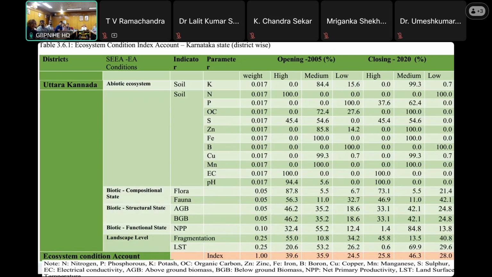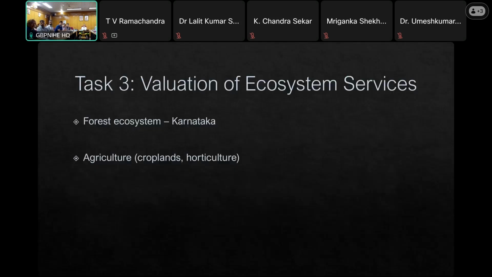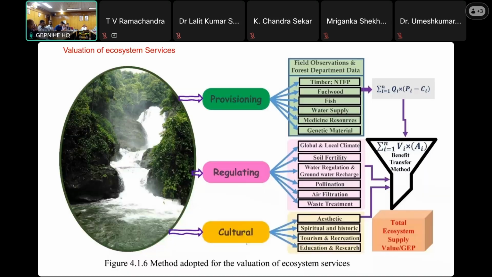Okay. Then we move to the next part, which you are looking for: the ecosystem services, the forest ecosystem and the agriculture. What we did is the tangible benefit, what we call provisioning services, like timber, fuelwood, fish, etc. You can find out what quantity has been transacted from the respective forest. How do you get it?